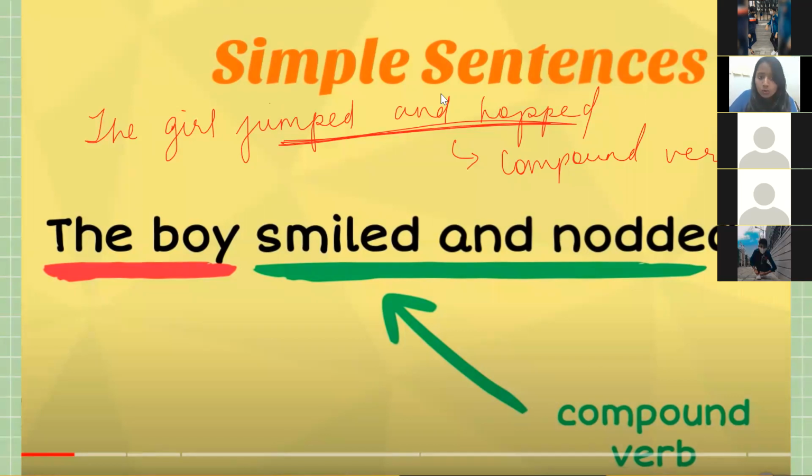Yes? No? Yes, ma'am. Okay. I'm going to clear this now. Now we are going to the next. Okay. Before we go, can you guys tell me what is the subject here?